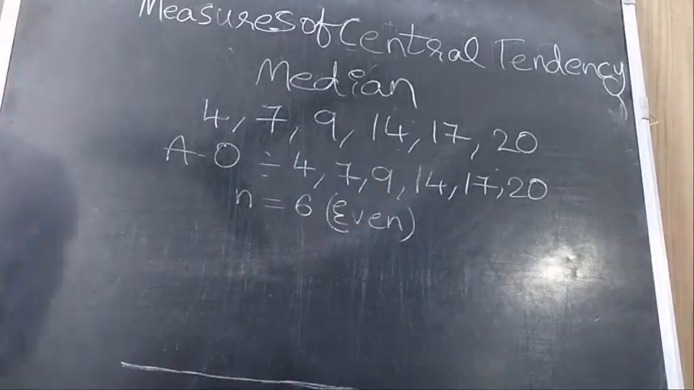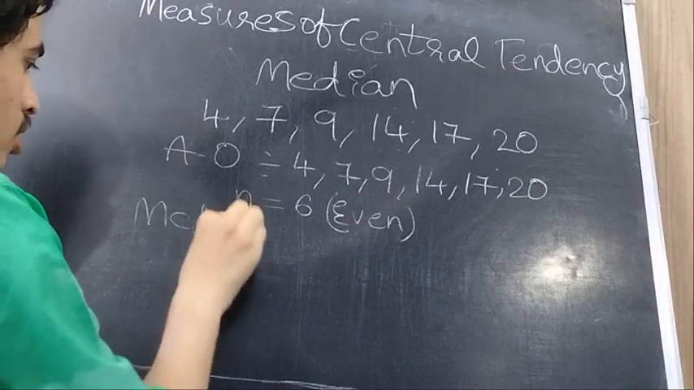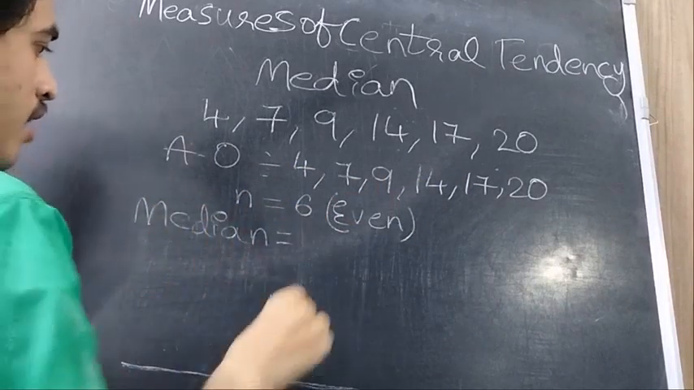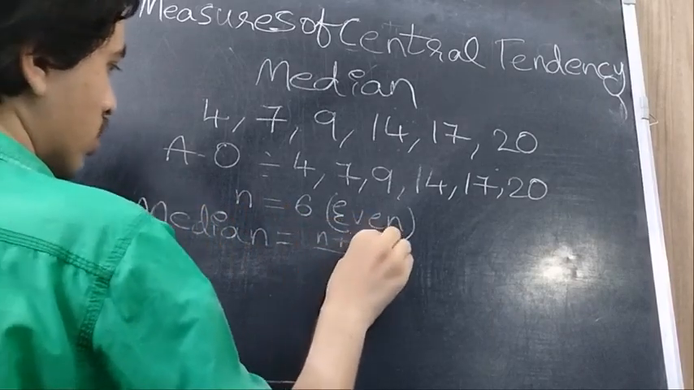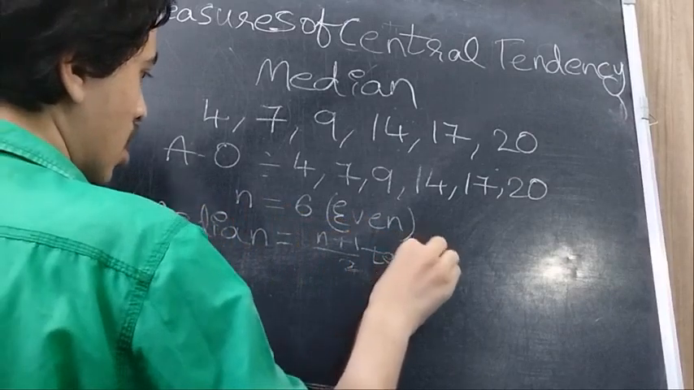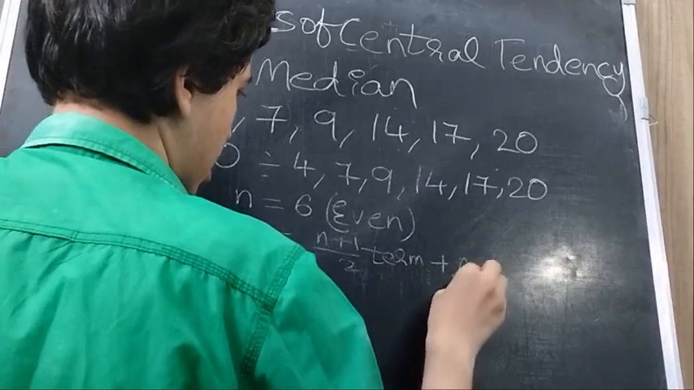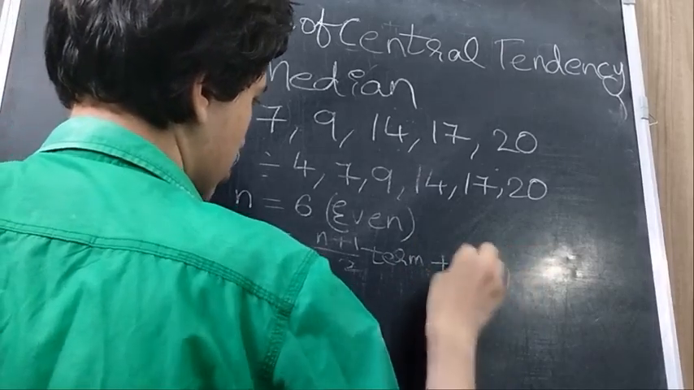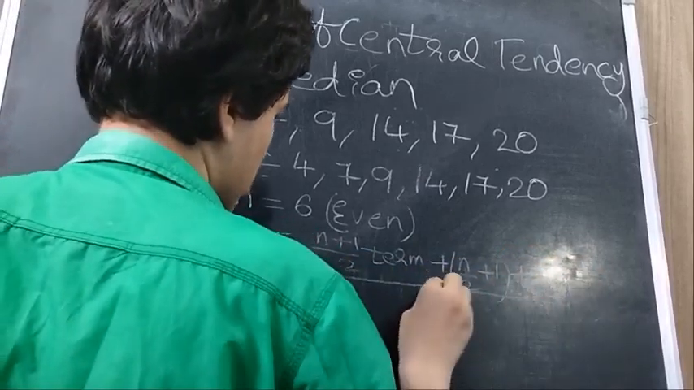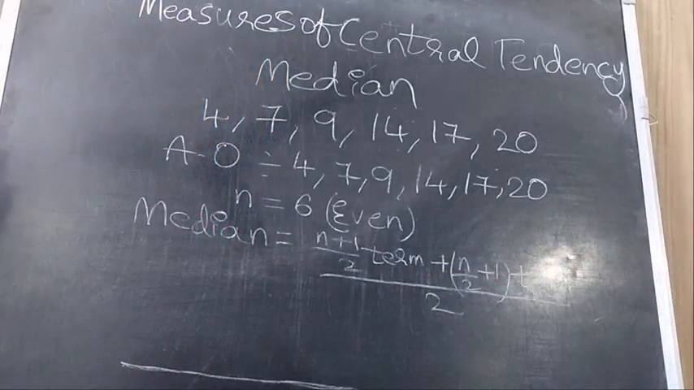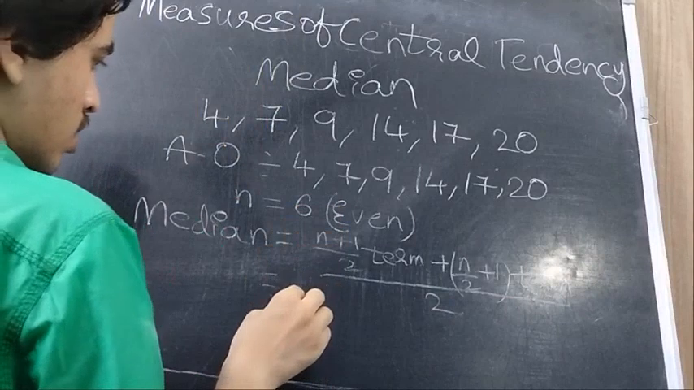If even numbers are given, the formula of the median is the average of n plus 1 by 2 term and n by 2 plus 1 term. Now see, n is 6. 6 plus 1, 7 by 2.